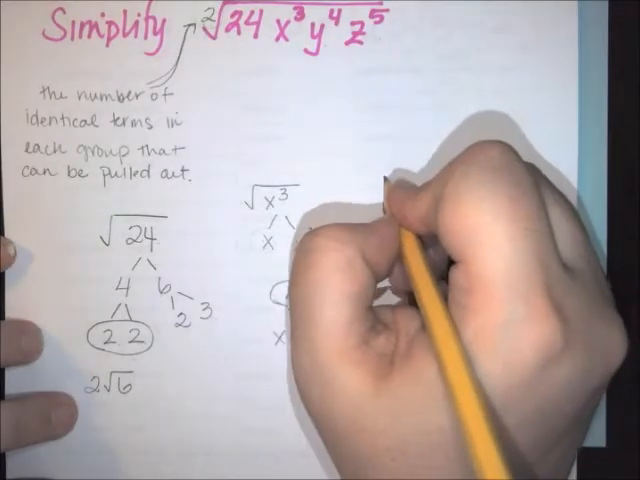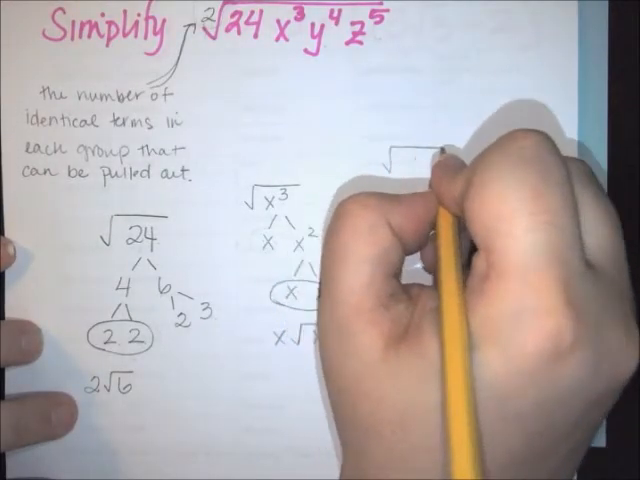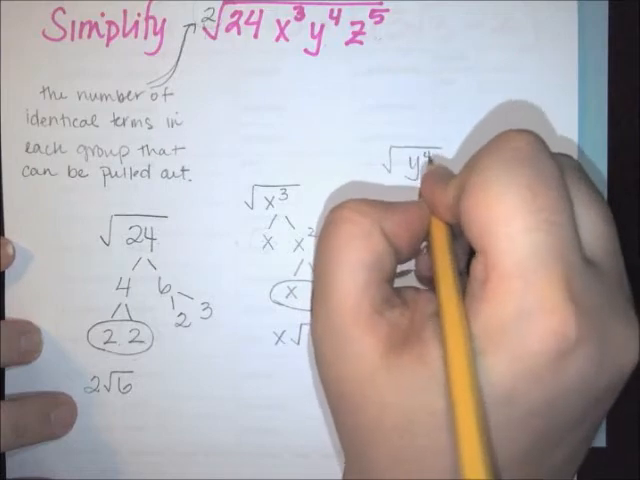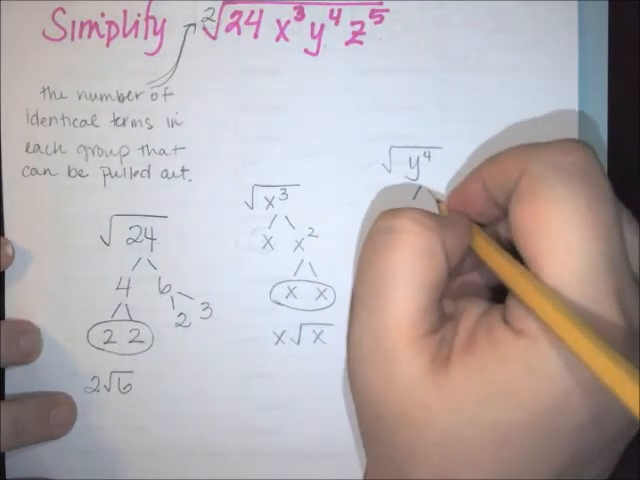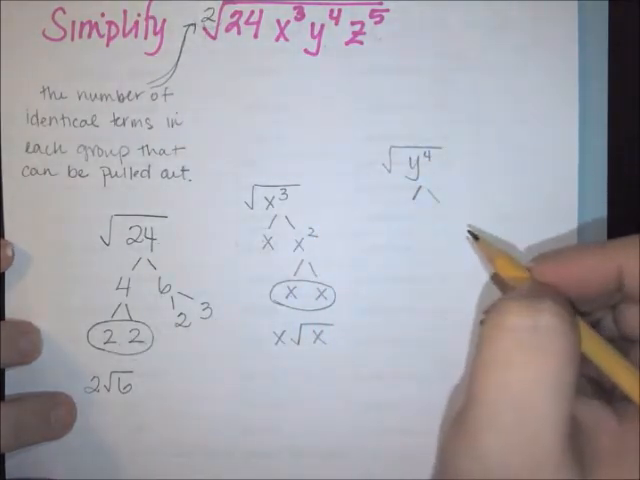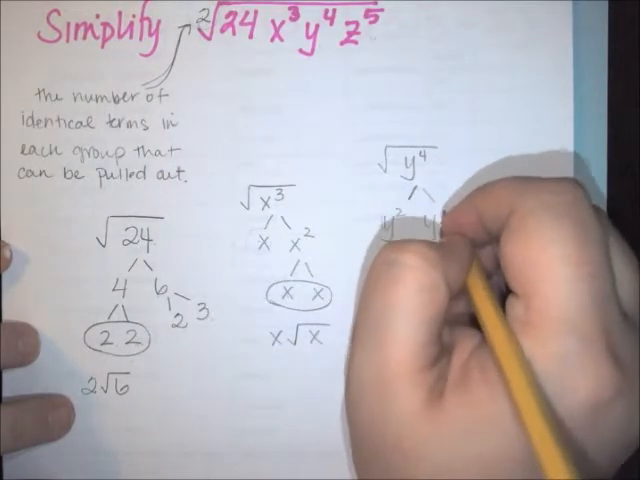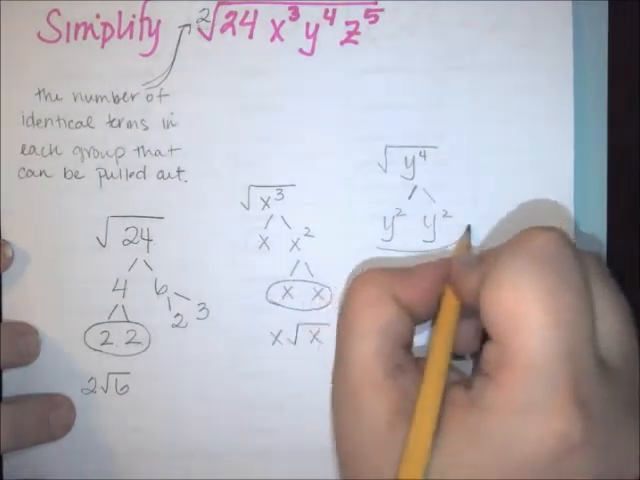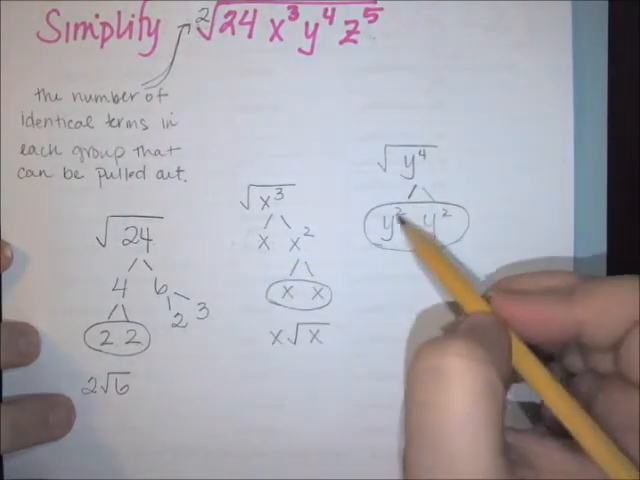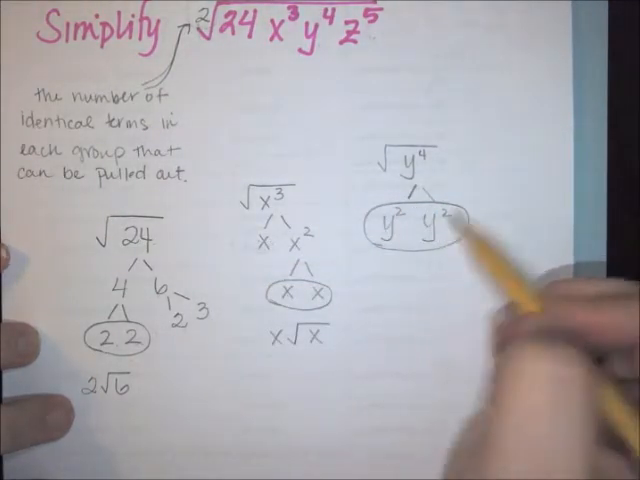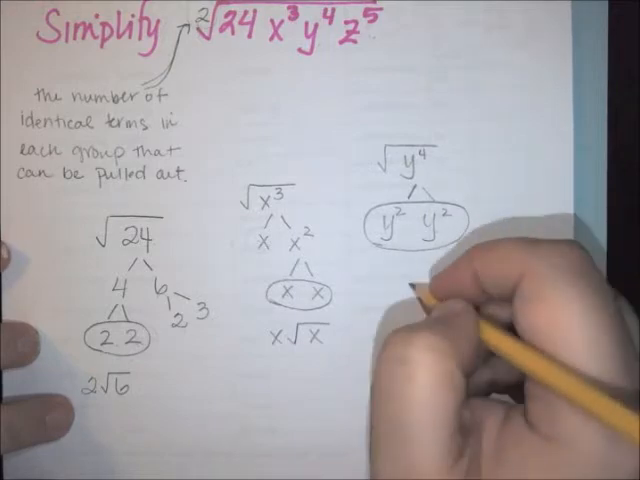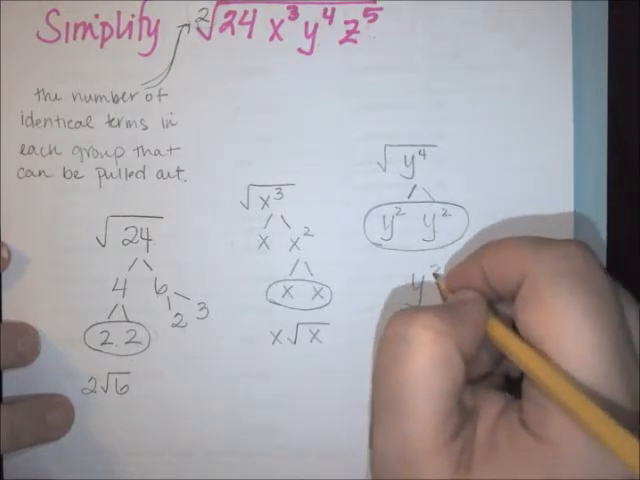Again, I can do it with y to the 4th. So when I break down y to the 4th, I can do it a couple of ways. First, I know that it can break down into y squared, and if you look, that is a group of 2 identical terms. Nothing is left over, so this just simply becomes y squared.